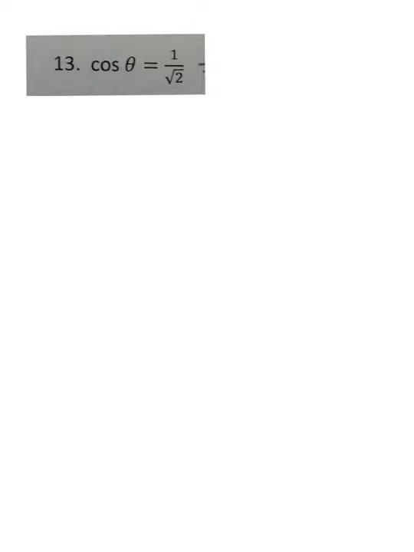So for number 13, remember that you can't have the radical in the denominator here. Okay, so we're going to multiply by radical 2, numerator and denominator. And that's going to give you radical 2 over 2. So what we really have here is the cosine of theta equals radical 2 over 2.